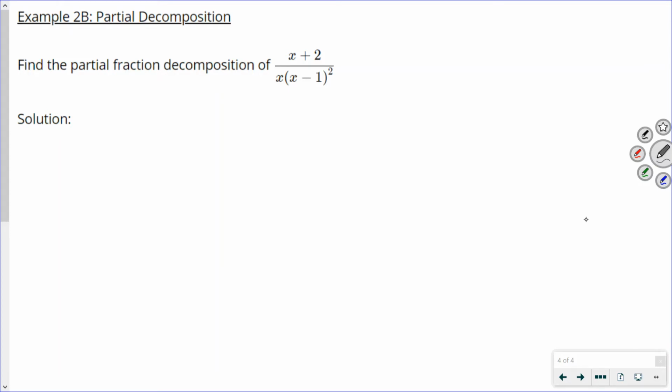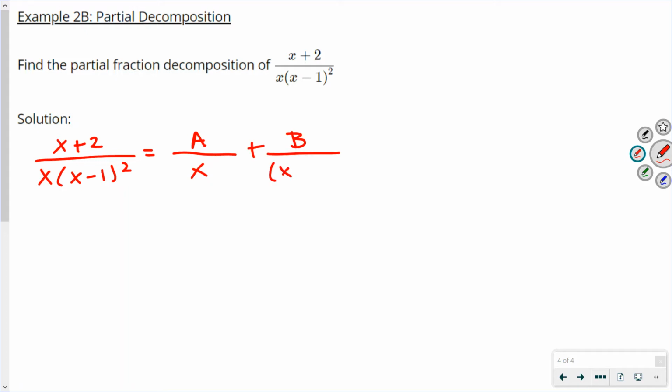For example, we're going to actually solve the partial fraction decomposition. So let's start off by setting it up. So we have (x + 2) over x(x - 1)² equals A over x plus B over (x - 1)², which is our repeated one, and then we're going to write it again, but we're going to decrease by 1, so C over x - 1.